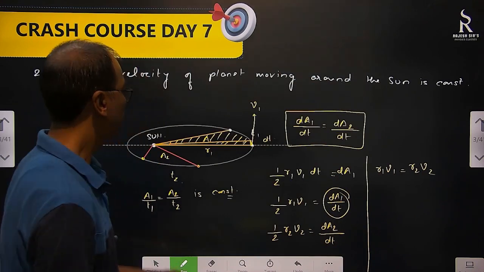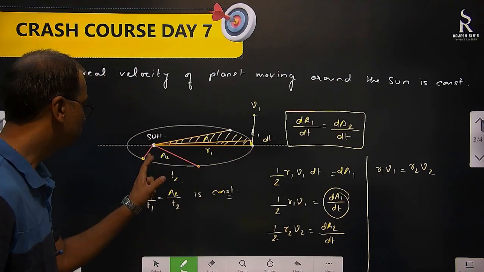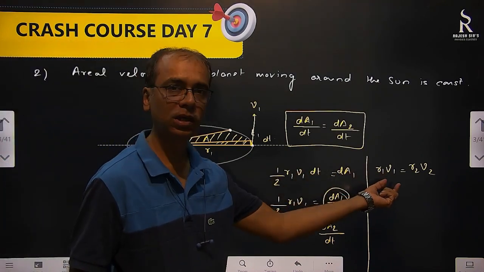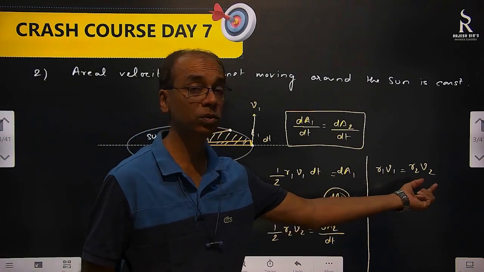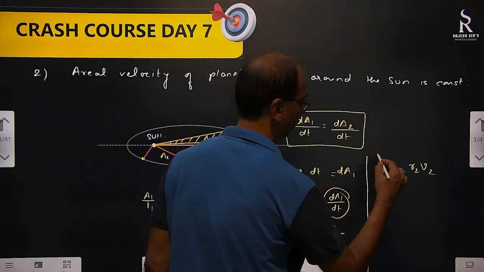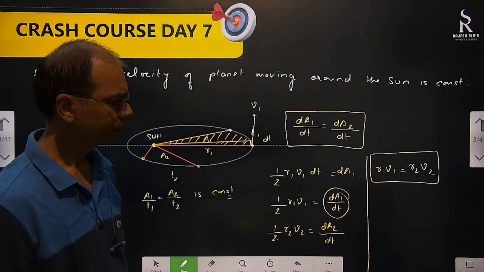What is r1? r1 is the distance of the planet from the sun. r2 is also the distance of the planet from the sun. And v1 is the velocity of the planet at that moment, v2 is the velocity of the planet at the other moment. So r1 v1 equals r2 v2. Conclusion of Kepler's second law.